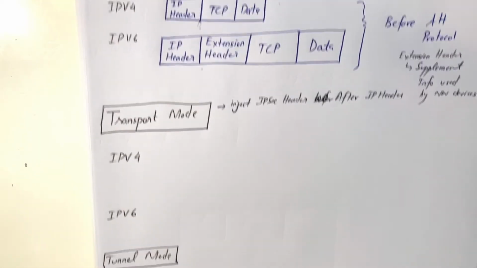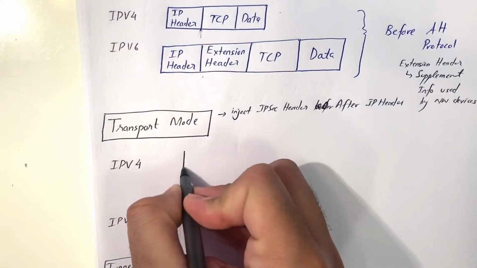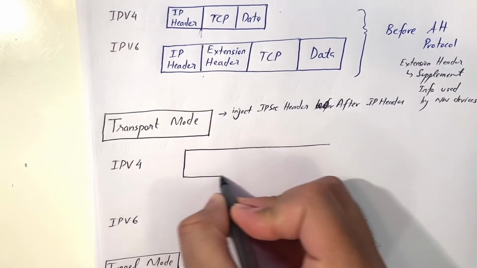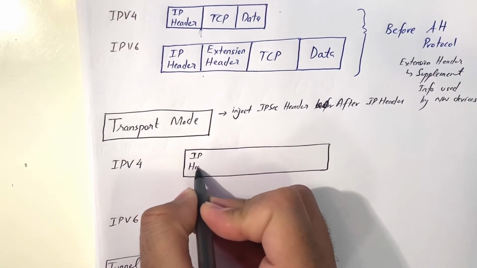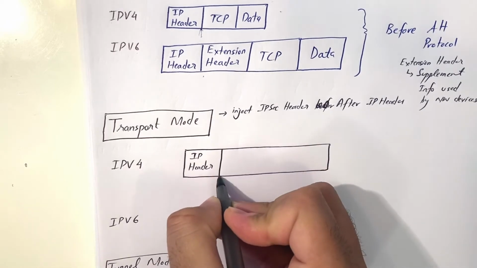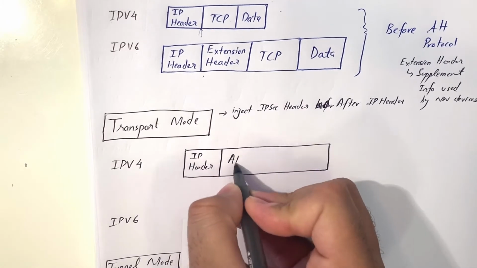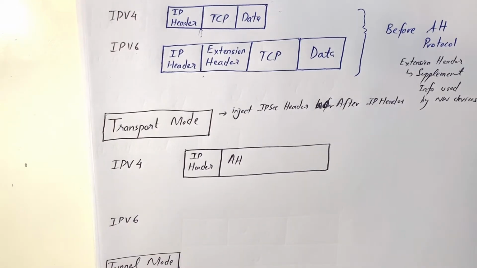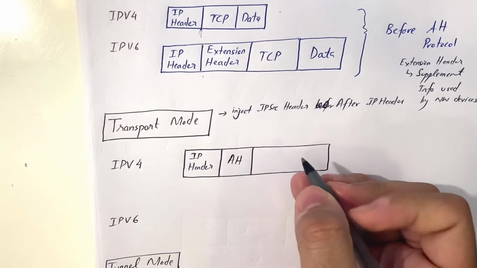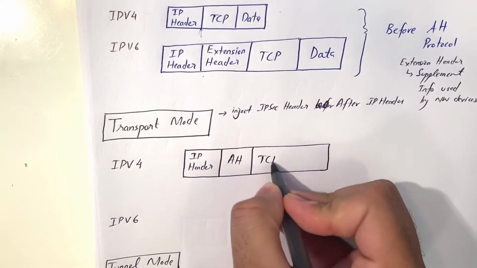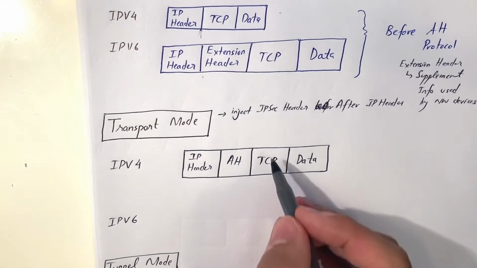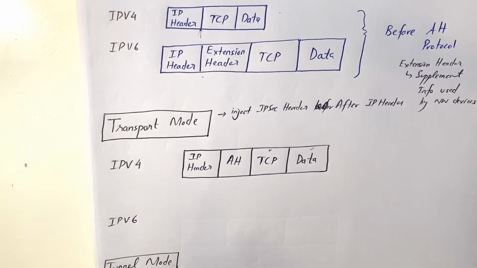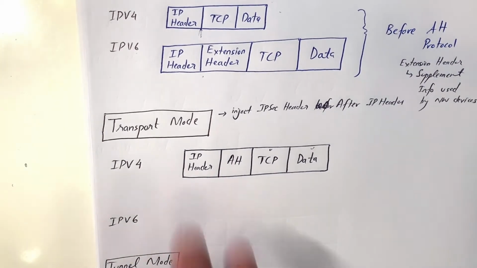For IPv4, what's going to happen? The IP header will look the same, but on the internet layer we will put the IPsec header, in this case the authentication header. After that, the TCP header will be here and the data will be here. It is not encrypted, but the TCP data will be authenticated. So this is how transport mode IPv4 looks.